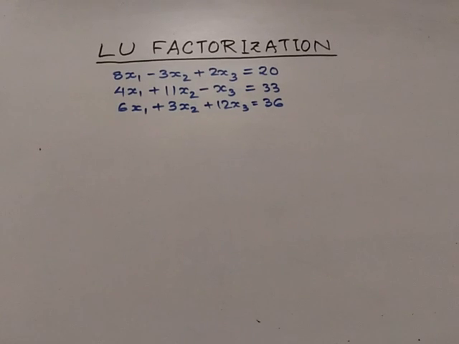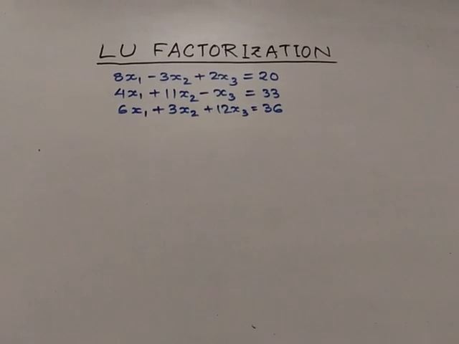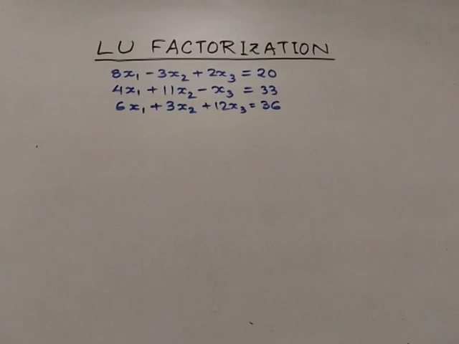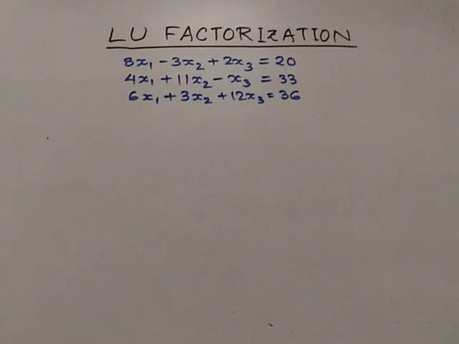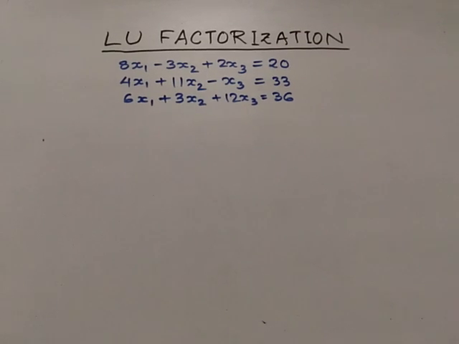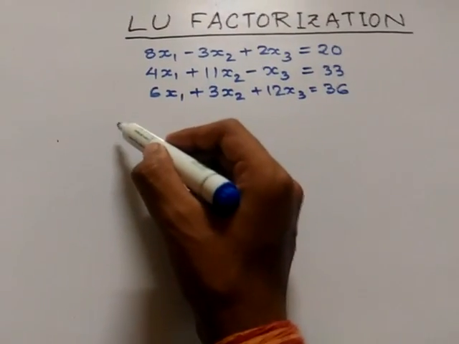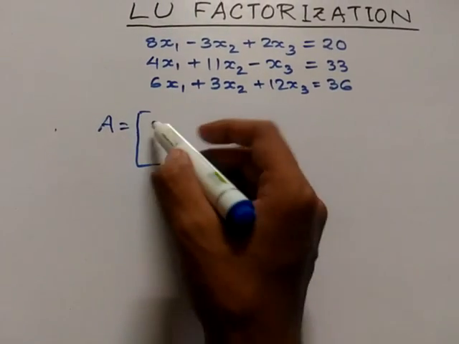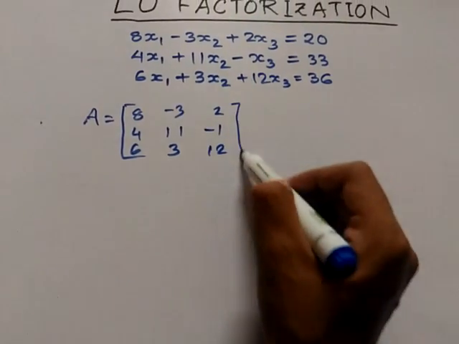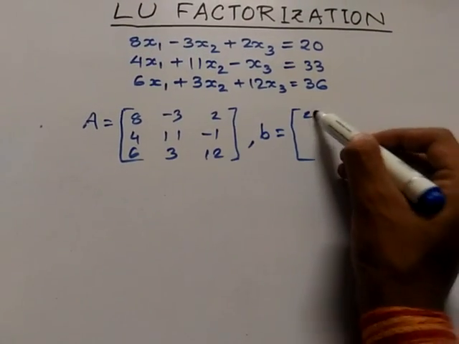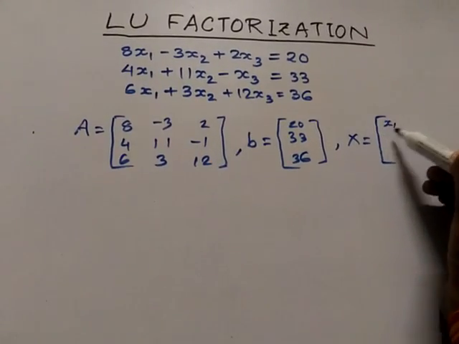Now I have been given three equations: 8x1 minus 3x2 plus 2x3 equals 20, 4x1 plus 11x2 minus x3 equals 33, and 6x1 plus 3x2 plus 12x3 equals 36. Now what I will do is, I will do the same steps as I had done in the matrix inversion method. That is, I will construct three matrices A, B and X. A is nothing but the coefficients of the variables: 8, 4, 6, minus 3, 11 and 3, 2, minus 1 and 12. B is nothing but the constant terms 20, 33 and 36. X is nothing but the variables themselves, x1, x2 and x3.